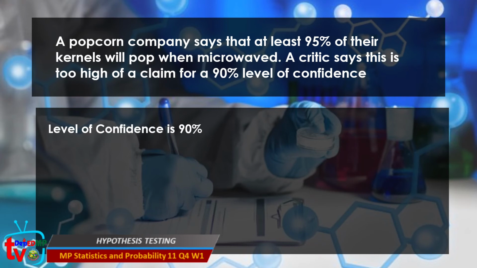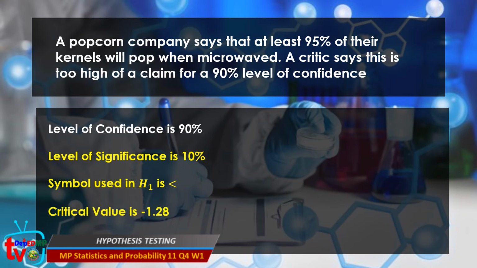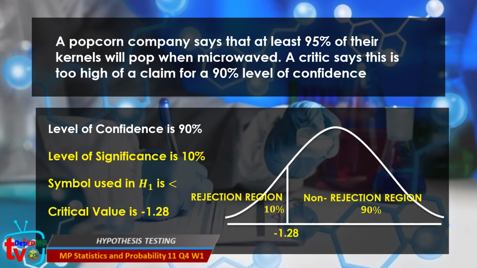Since the level of confidence is 90%, then the level of significance is 10%. And since the alternative hypothesis uses a less than symbol, this makes it a one-tailed test, specifically a left-tailed test. Therefore, the critical value is negative 1.28. So if we're going to draw a normal curve, then the rejection region is on the left tail, while the non-rejection region is on the right side of the normal curve.